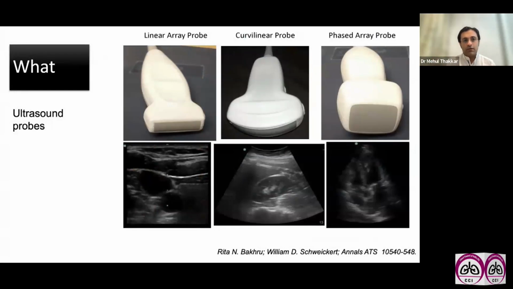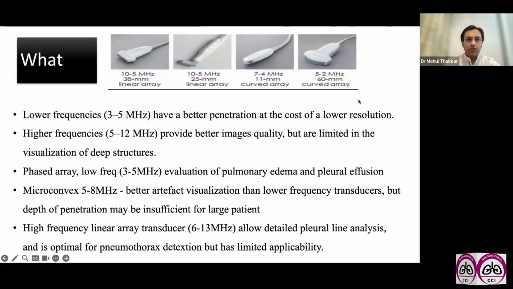What do we use for an ultrasound? Since it's a very vast topic, I'll try to concise it as much as possible. Maybe I might go a little fast, but then probably we can take it up in the discussion if needed. Ultrasound probes can be of three types that you get commonly, and each has its strengths and weaknesses. In an ICU setting, the phased array probe is the one that you use.